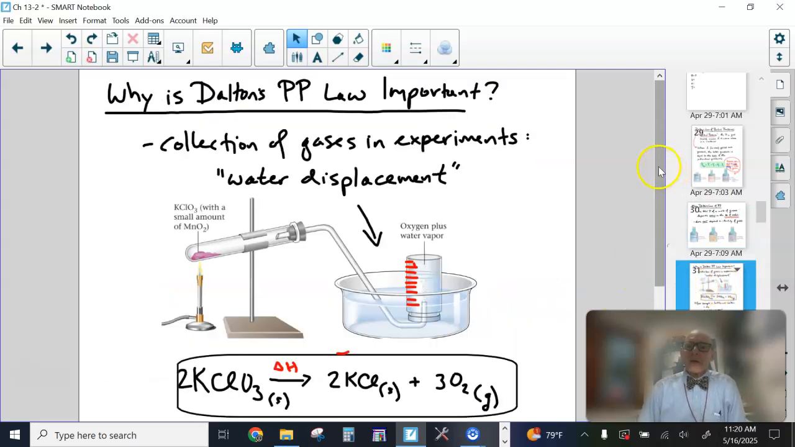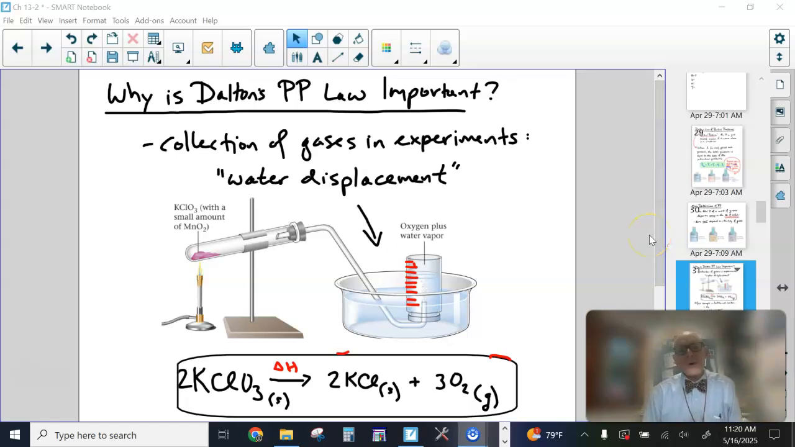So why do we care? Why is this simple little law important? Well, primarily because we use this in experimentation to collect gases. Gases are finicky and hard to collect.